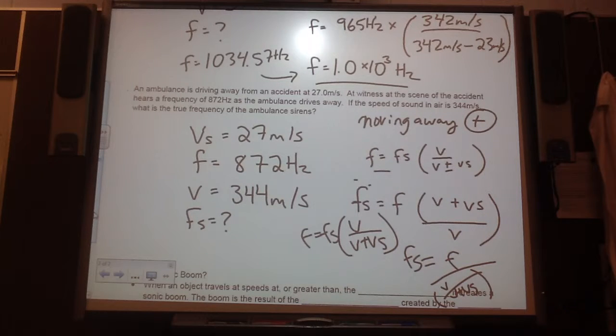Yeah. And so instead of just dividing by another fraction, if I rewrote this, it would be divided by V over V plus Vs. I just multiplied and flipped the fraction. So now I have Fs is equal to F multiplied by the reciprocal, so V plus Vs over V.